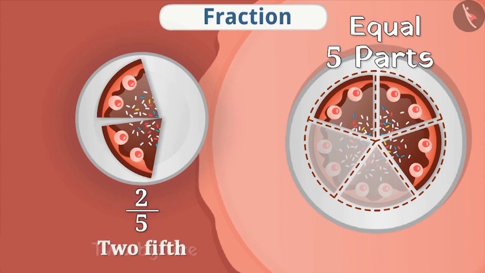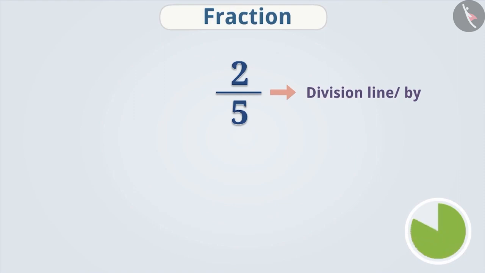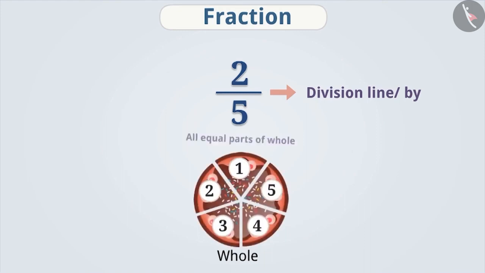When we talk about any fraction, for example, 2/5 here, then the line separating two numbers is called the division line or bar. Can you tell what does the number written below the division line represent? Think for a while. You've got it right. This represents the number of equal parts the whole is divided into.